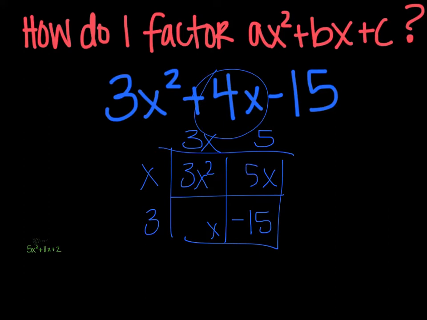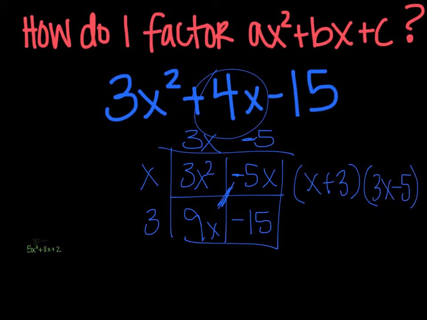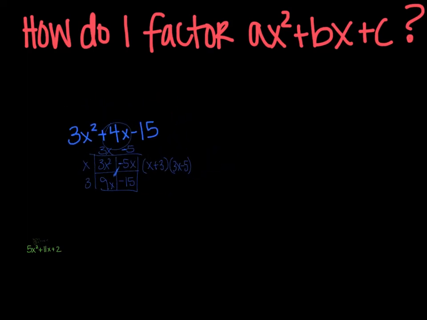So that would give me 5x, and this would give me 9x. And then one of them has to be negative, so the 5. And that's how I would add these up to get positive 4x there. So my answer is x plus 3, and then 3x minus 5. Now, I'm figuring these out pretty quickly. It's going to take you some getting used to. The more you practice it, the easier it is to see, and you save time that way. But you'll figure it out.